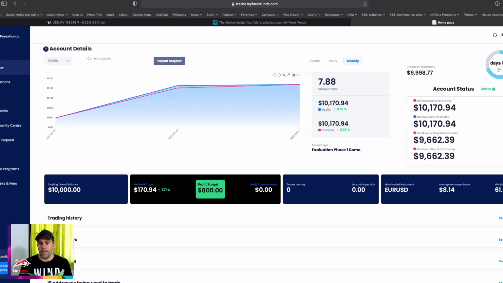So anyway, guys, that's the update for you. Everything there, my progress after 1 week of the MyForex funds and I think 4 days of the FTMO. So moving forward nicely, guys.